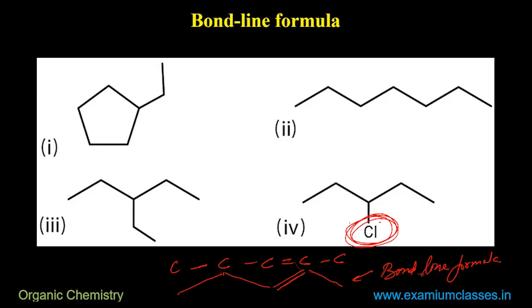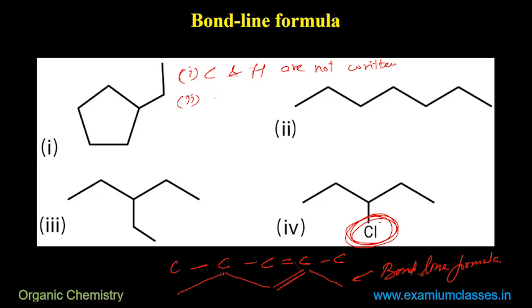So I'm writing all the points here. There are 4 points you just need to remember. The first one: in bond line formula, hydrogens are not written. There are exceptions, okay? We'll talk about that. Or you can say carbons and hydrogens, C and H, are not written.